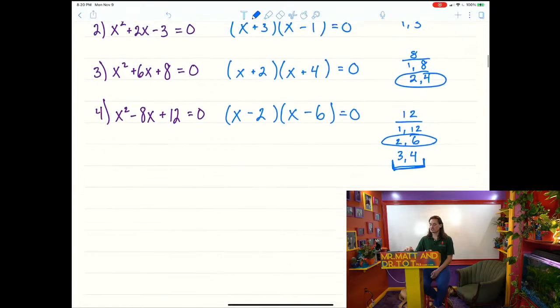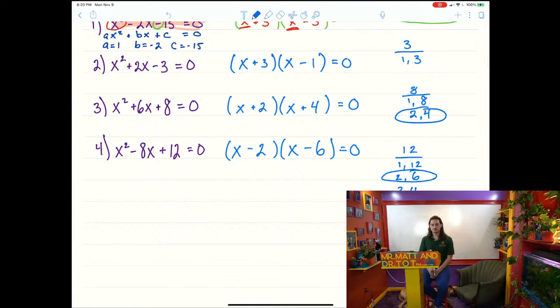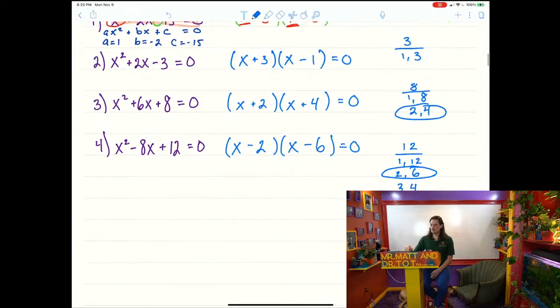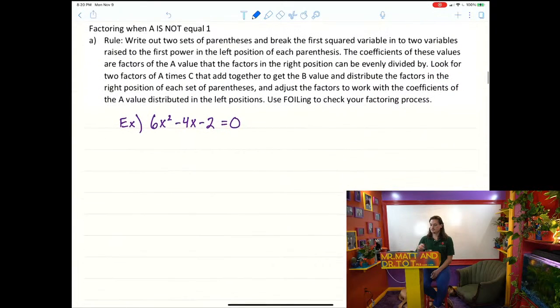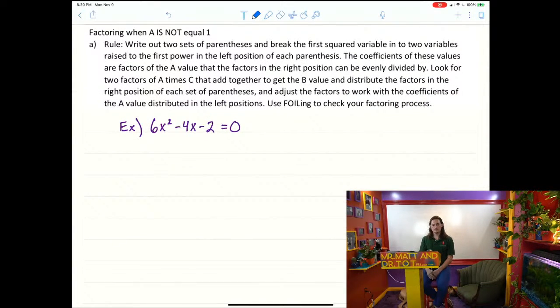If you have any questions, then please let me know. Otherwise, let's take a look at when a is not equal to 1.